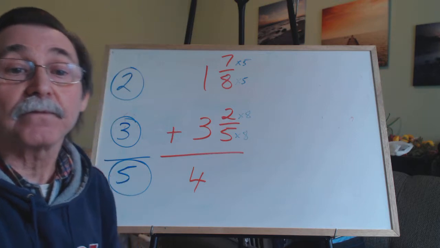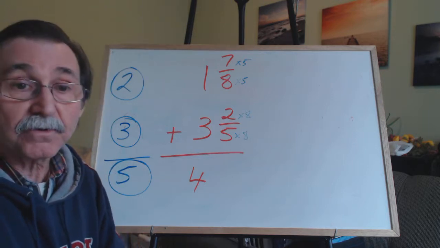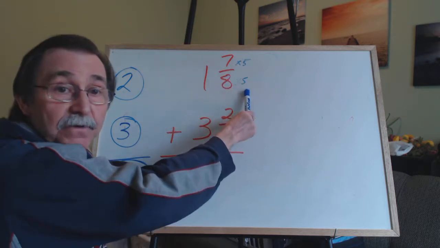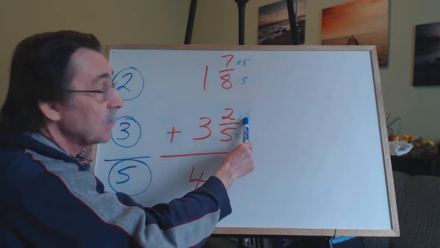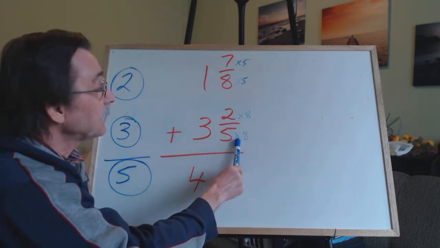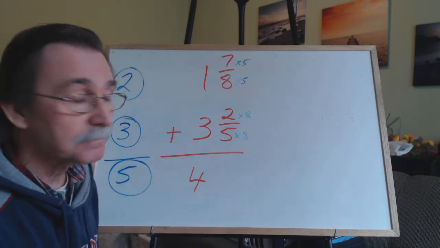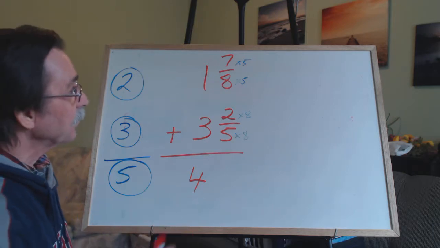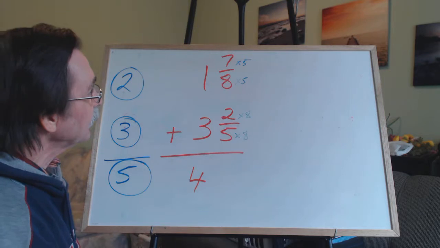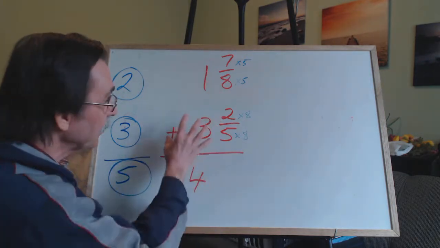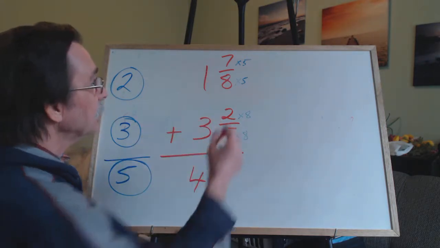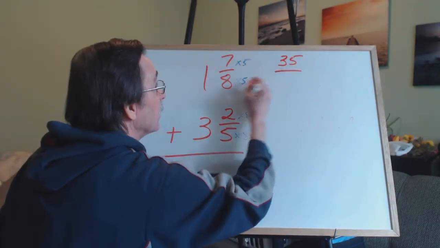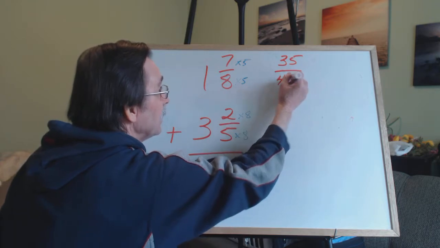I don't know if that came out very well on the screen or not, but anyway, this says 7 times 5, 8 times 5, 2 times 8, 5 times 8. Okay, and then from there, I'm gonna rename these fractions. So we've already dealt with the 1 and the 3. That's down here. So 7 times 5 is 35. 8 times 5 is 40.